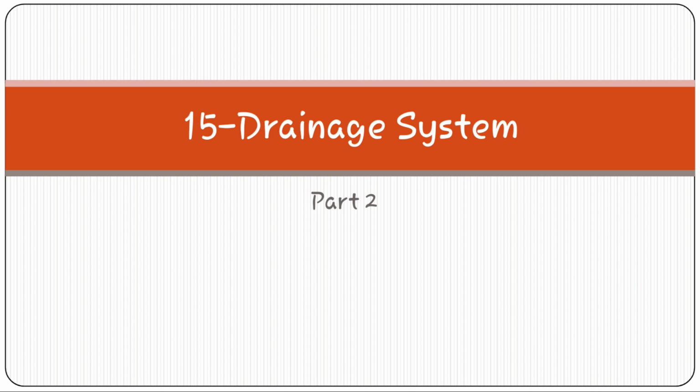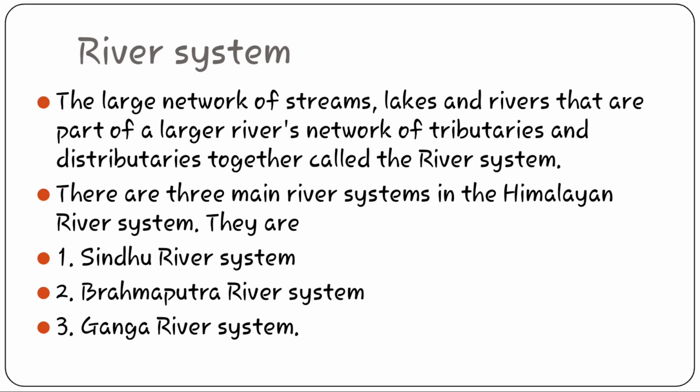Today we will start our topic with the two main river systems of our country, that is Himalayan rivers and peninsular rivers. Our first topic today is river system. For that, please come to page number 116.